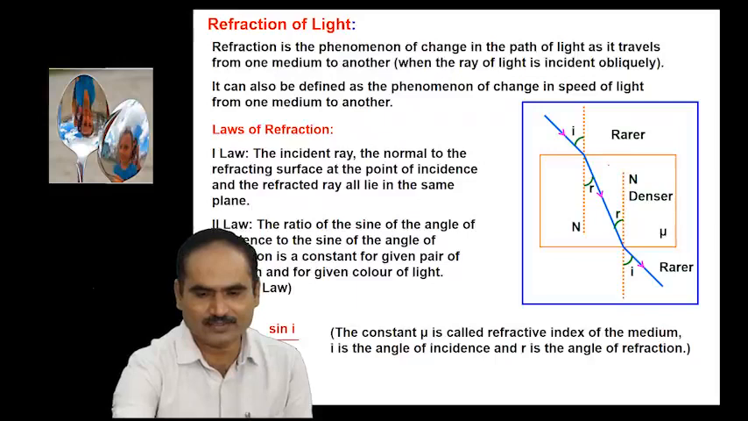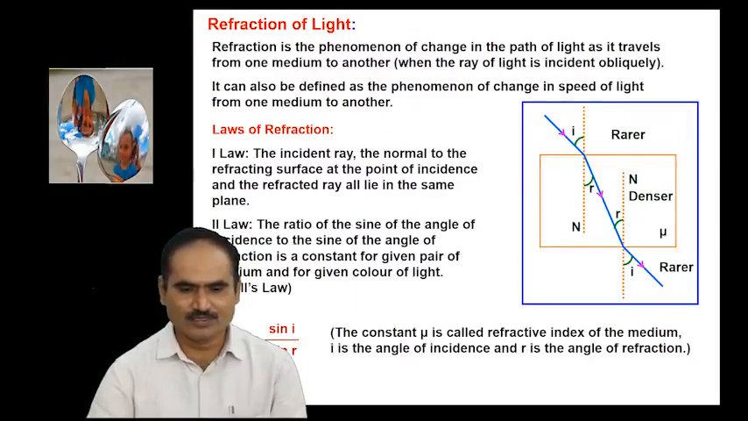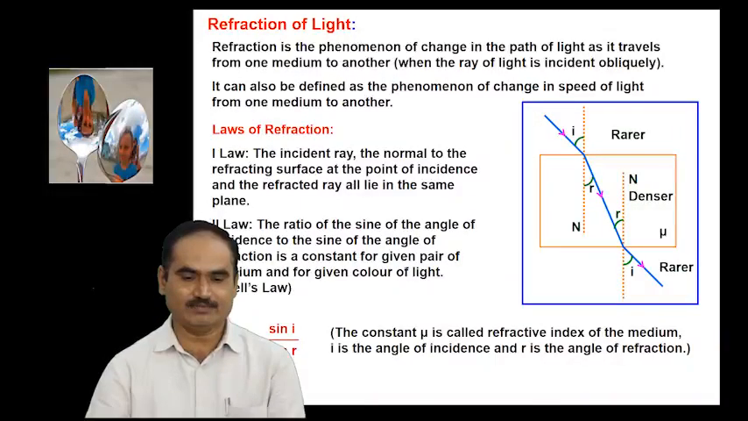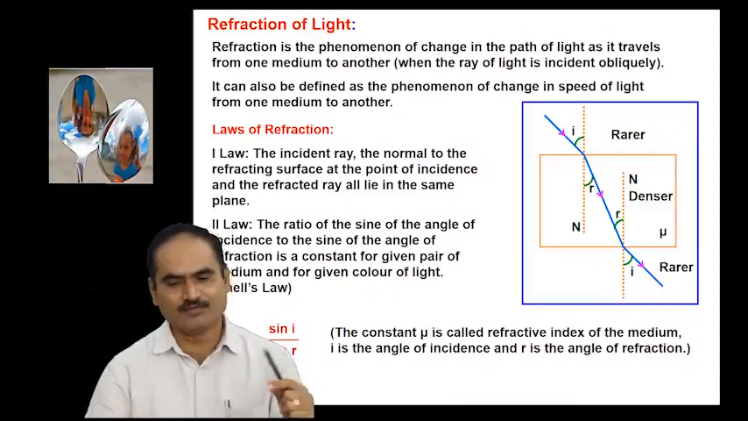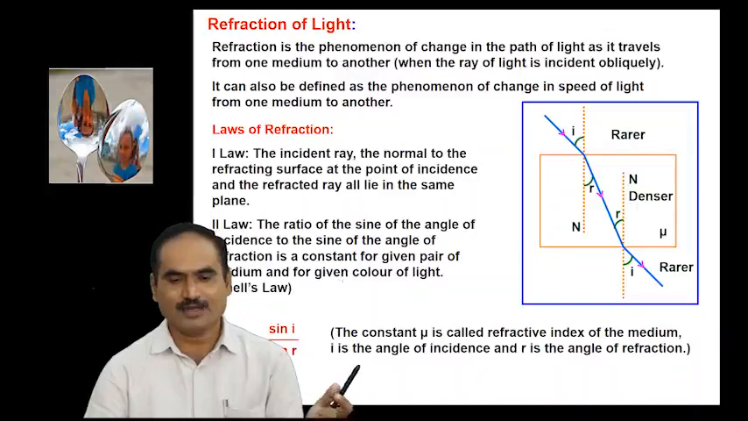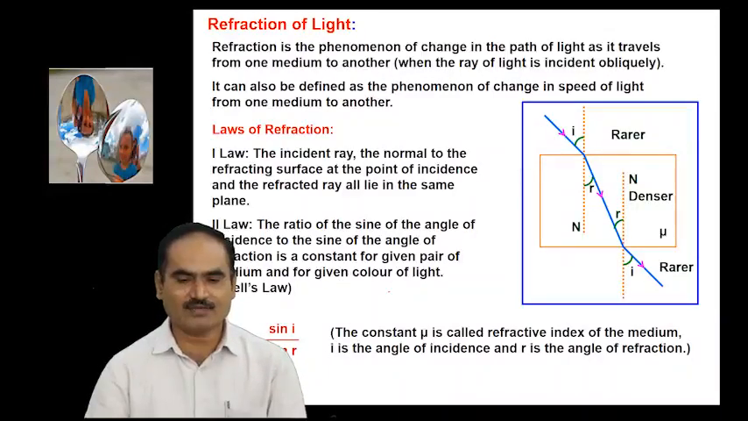Let me go back and we will see this here. So the ratio of the sine of the angle of incidence to the sine of the angle of refraction is constant for a given pair of medium. Right? For a particular given pair of medium, it is constant for any angle of incidence and for a given color of light. If you change the color of light, even if you use the same pair of medium, it will be different. That is the meaning.